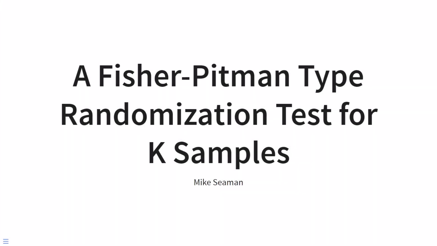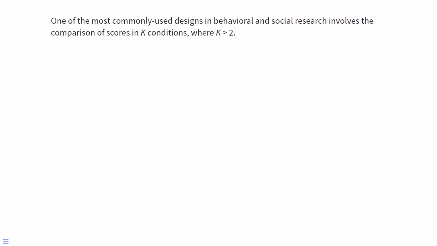In this video series, we have been looking at inference for multiple independent samples when we have a quantitative response variable. Now it is time to move beyond two samples. Let's look at a Fisher-Pitman type randomization test for K samples. One of the most commonly used designs in behavioral and social research involves the comparison of scores in K conditions where K is greater than 2.